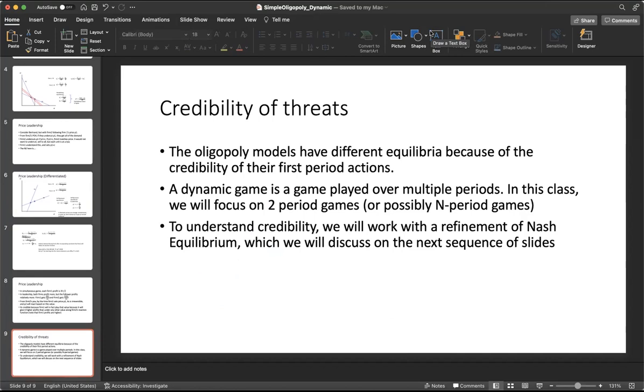So to understand the credibility of the actions, the fact that when I say my first period output is Q1, and when I say my first period output is P1, then that's credible in the sense that I chose this because this in fact maximizes my profits, given that I know what you will do in the future. Okay. So that creates credible threats. Because I know what will happen in the future.